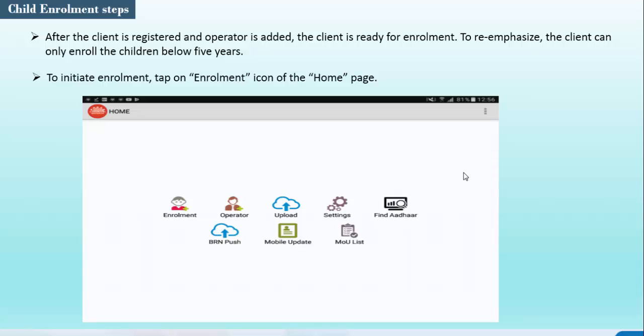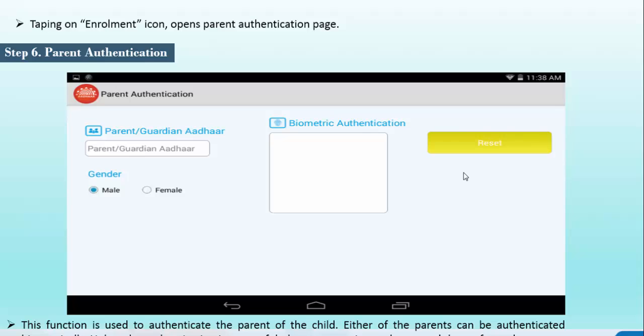If you want to enroll the children, you have to tap the enrollment button, which is available on the screen. This is the first option on the home page screen. If you tap the enrollment button, it will ask for the parent's authentication first, because the parent's or guardian's Aadhaar number and their authentication are required for enrolling the children. So we have to ensure the parent's or guardian's Aadhaar number and their authentication. Then only can we enter the child's enrollment details.